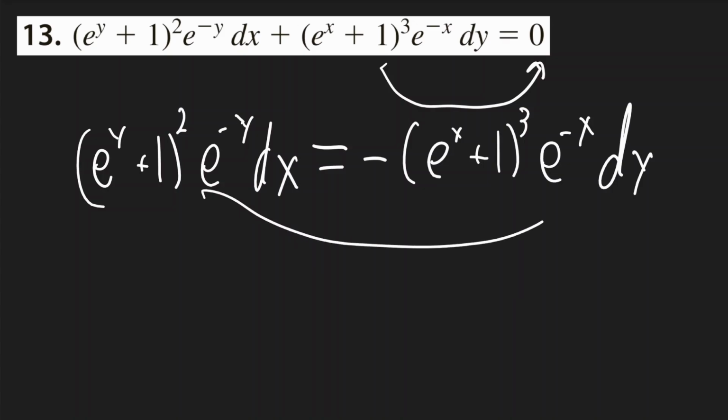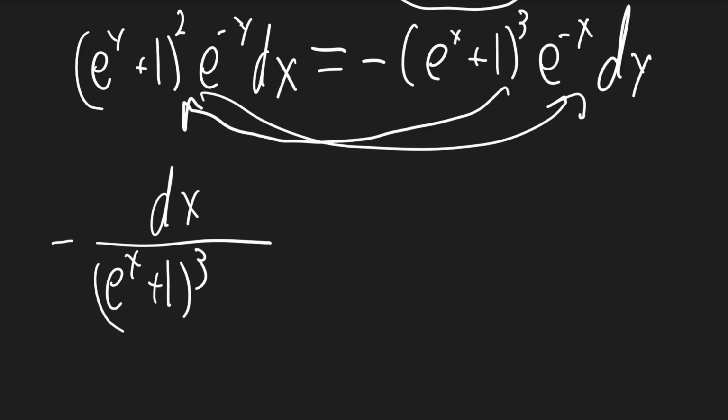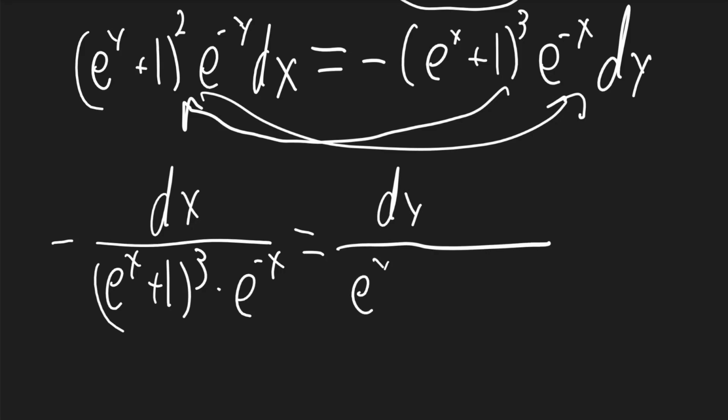Now I can divide the terms with y to the right side and divide the terms with x on the left side. And I'll get dx over negative (e^x + 1)^3 times e^(-x). This will be equal to dy over (e^y + 1)^2 times e^(-y).